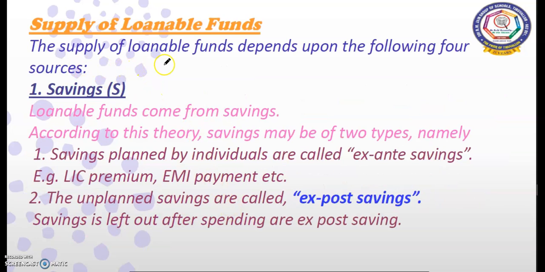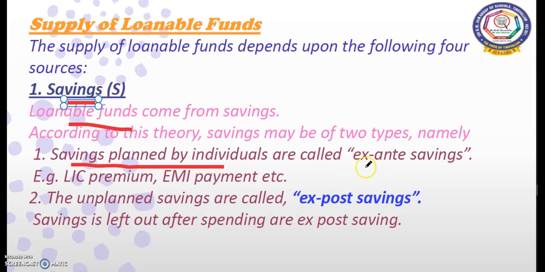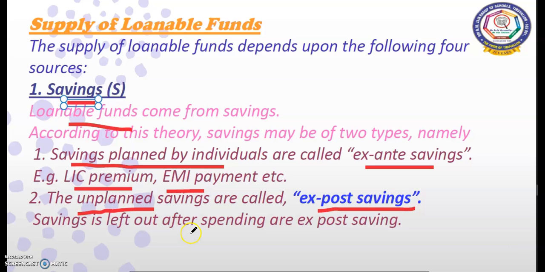Now supply of loanable funds depends upon the following four. First one, savings. Loanable funds come from savings. Savings may be of two types. Savings planned by individuals are known as ex ante savings. For example, you can take LIC premium, EMI payment, like that. Unplanned savings are called ex post savings. Savings left out after spending are called ex post savings.